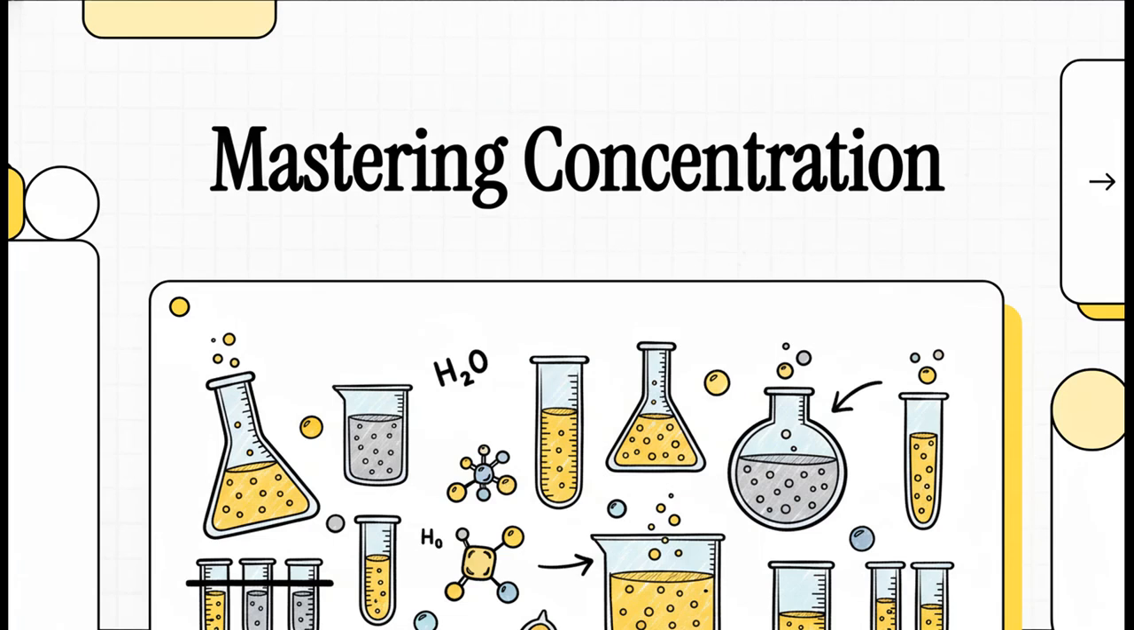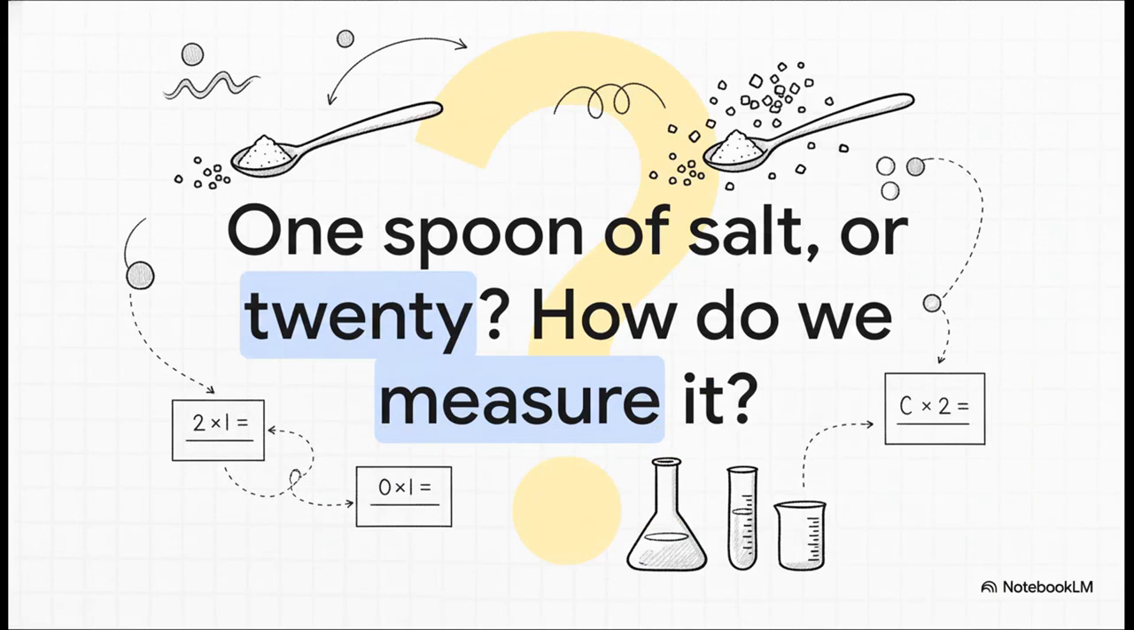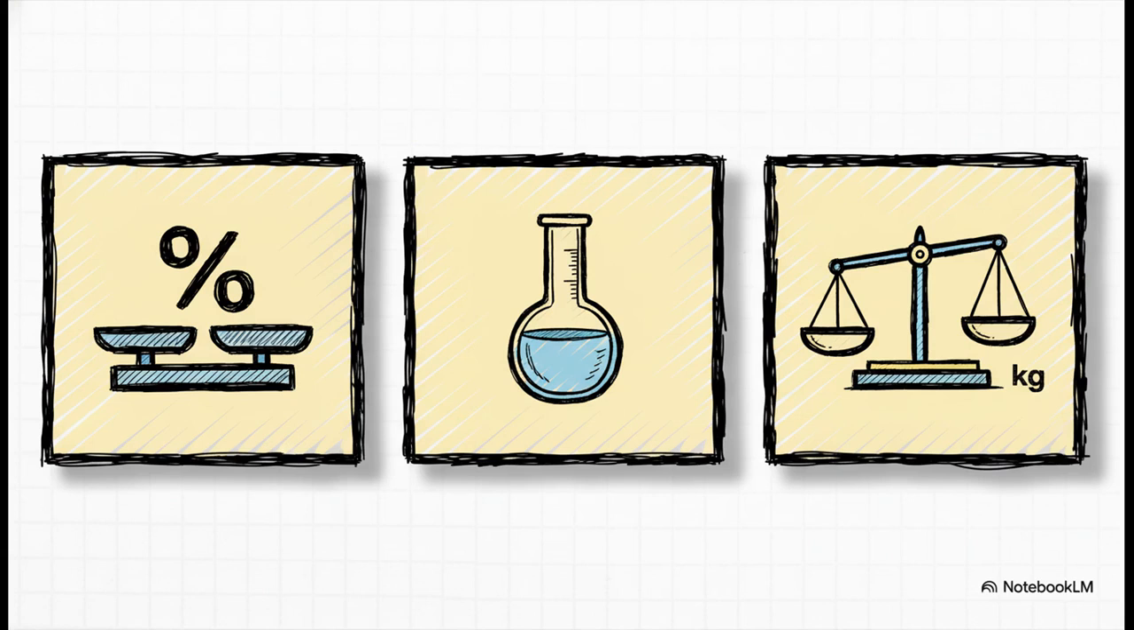All right, let's get into a huge chemistry concept, solution concentration. Yeah, one's dilute, one's concentrated, but science needs exact numbers, not just feelings. So how do chemists actually measure this? Well, there are three main ways we're going to cover.